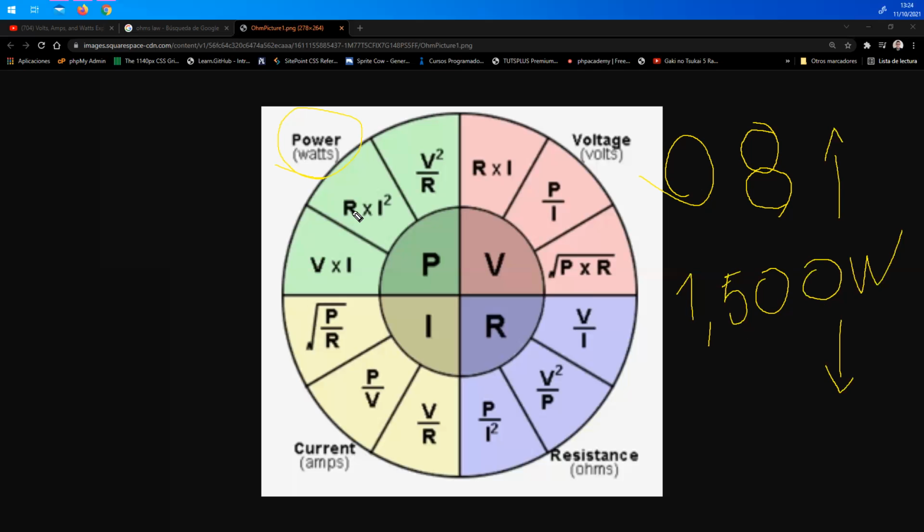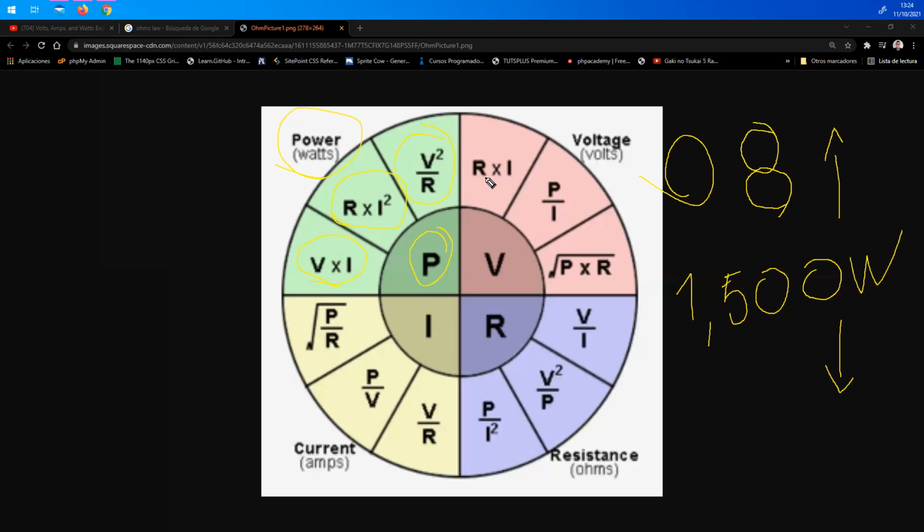That's the meaning of this. So power is going to equal the voltage multiplied by the intensity or the current. We also have the resistance multiplied by the current squared. Voltage squared divided by the resistance. So that's for the power.